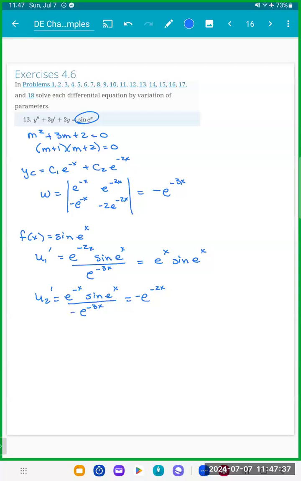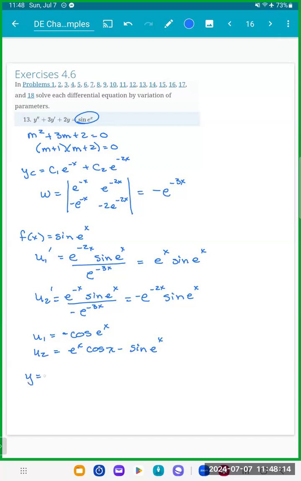This is negative. Sorry. Negative e to the 2x sine e to the x. So our u1 is equal to negative cosine e to the x. Our u2 is equal to e to the x cosine x minus sine e to the x.